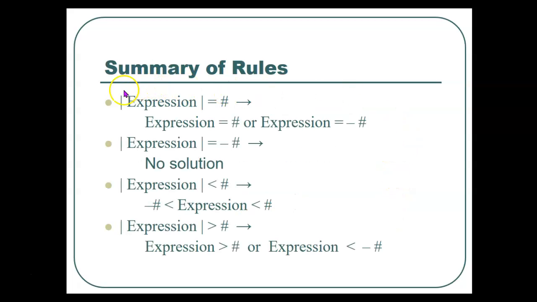So here's a summary of the rules. We started out last time talking about absolute value equations, and then here are the rules for absolute value inequalities. We always start by turning the absolute value equation or inequality into something without absolute value bars, and then we finish solving that.